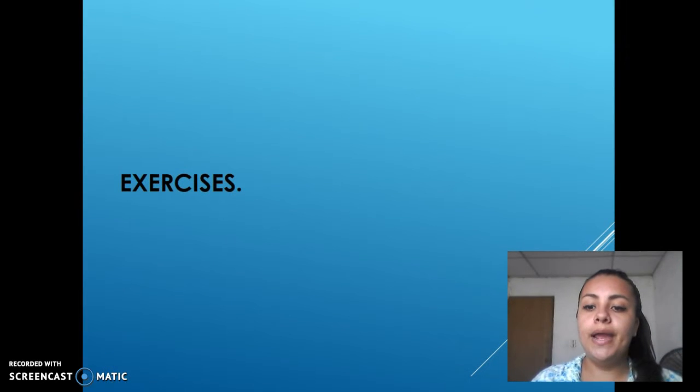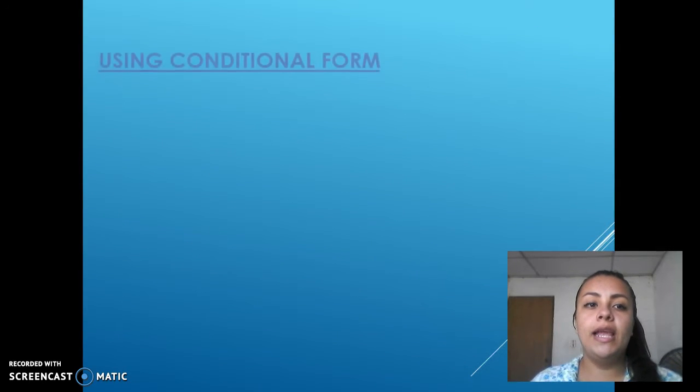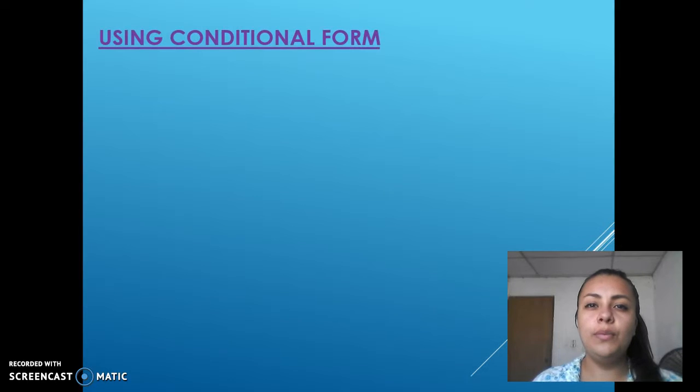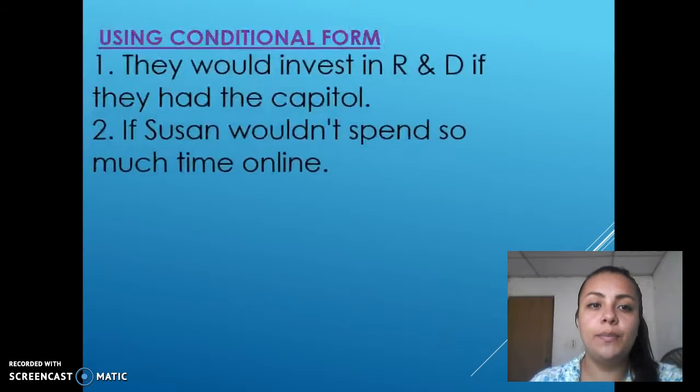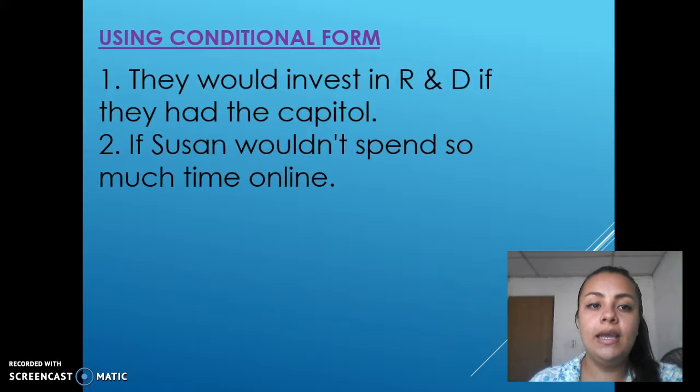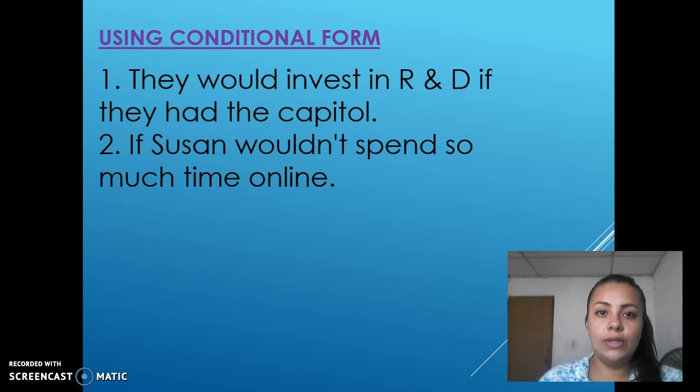Okay, now we're going to do some exercises about the topic of hypothetical situations. Use the different forms that we learned today, for example, using the conditional form. We're going to take a little time for you to think of sentences. I have an exercise. For example, they would invest in R&D if they had the capital. In this case you can see that you have the conditional form. For example, you have to use "if they had." You have to see this.